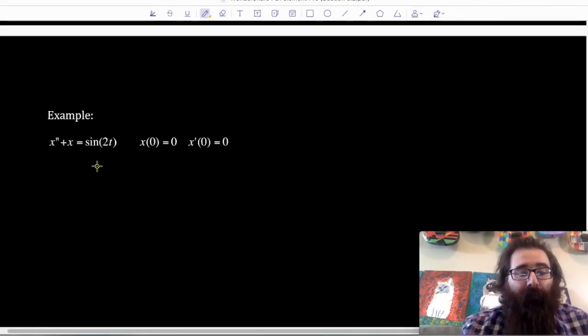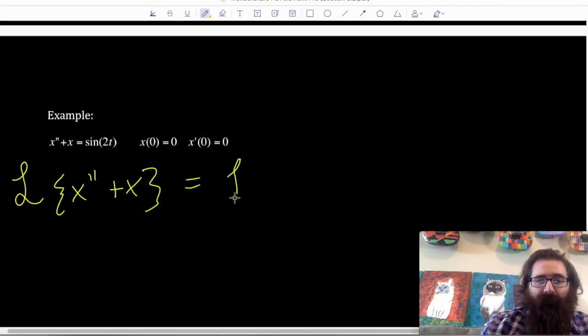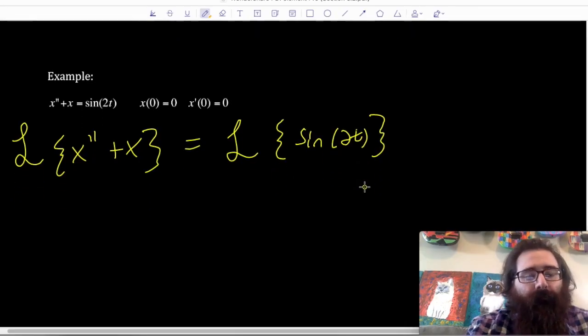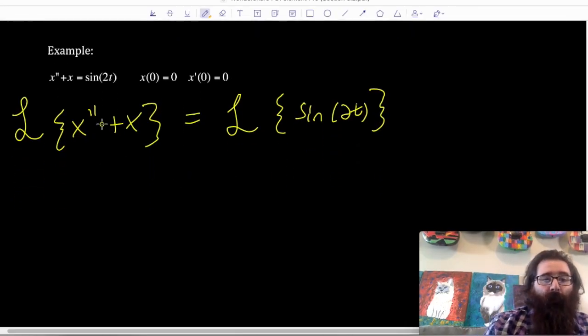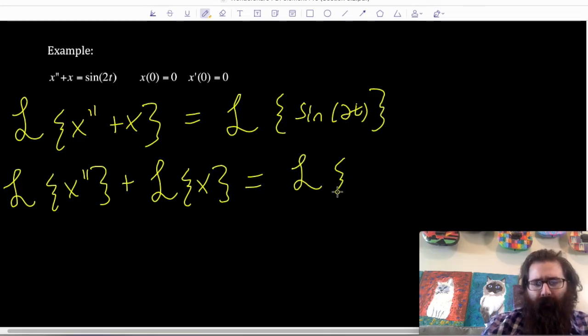So what I want to do is apply the Laplace transformation to both sides. So Laplace transformation on x double prime plus x equals Laplace transformation applied on, notice I don't have 0 anymore, I have sine of 2t. Now on the left, I want to use linearity, so Laplace transformation applied on x double prime plus Laplace transformation applied on x equals Laplace transformation applied on sine of 2t, and let's talk about that in the next step.